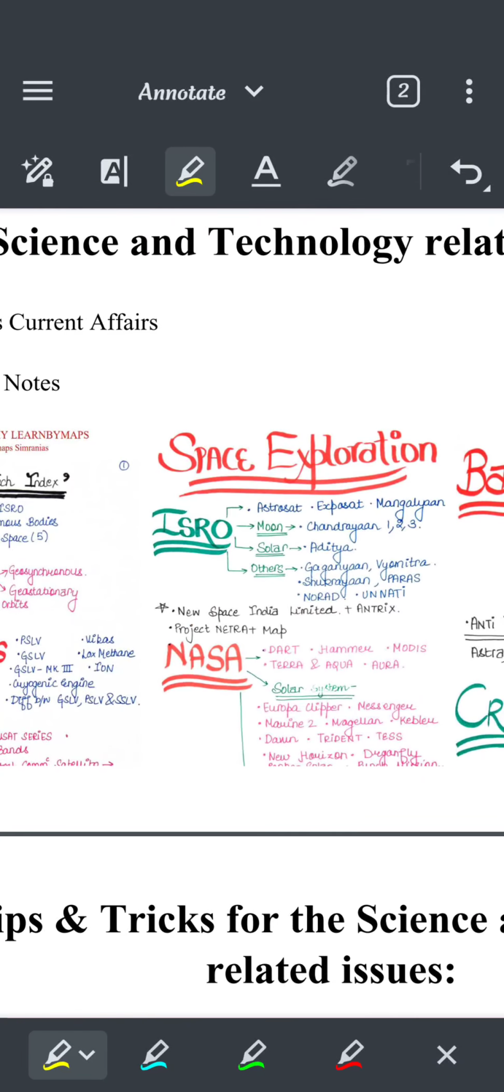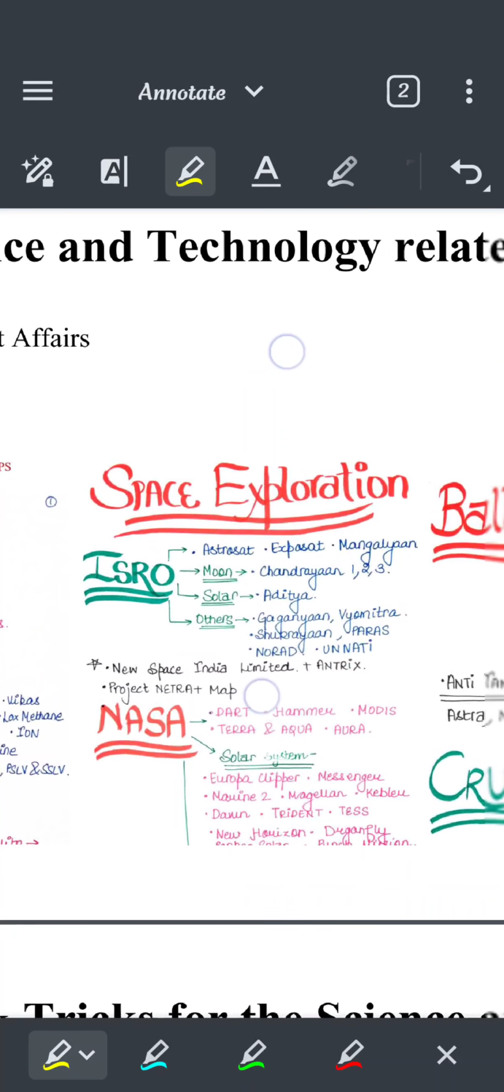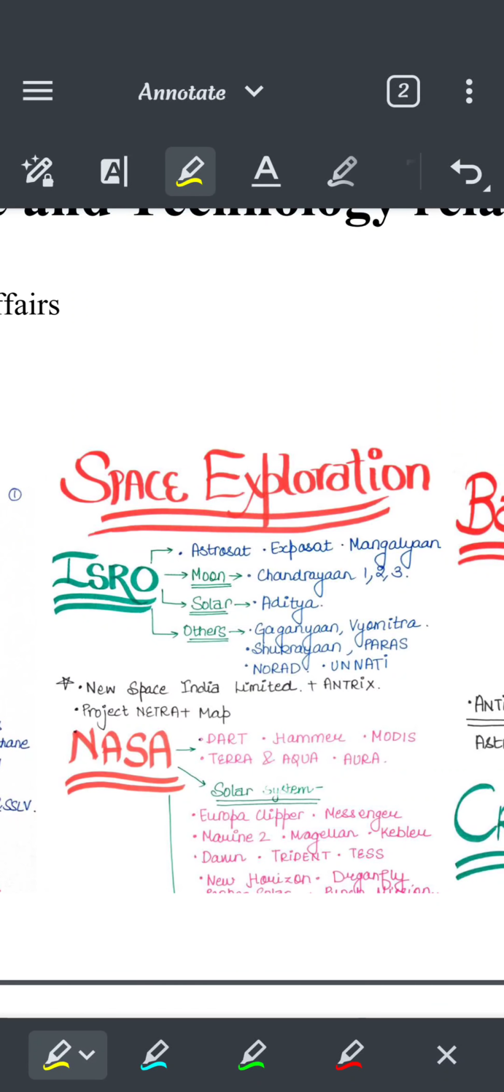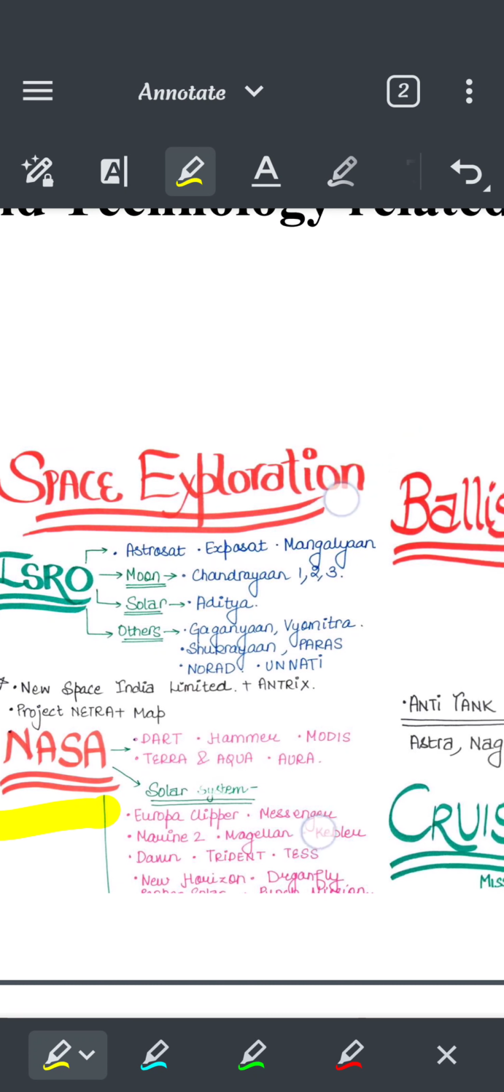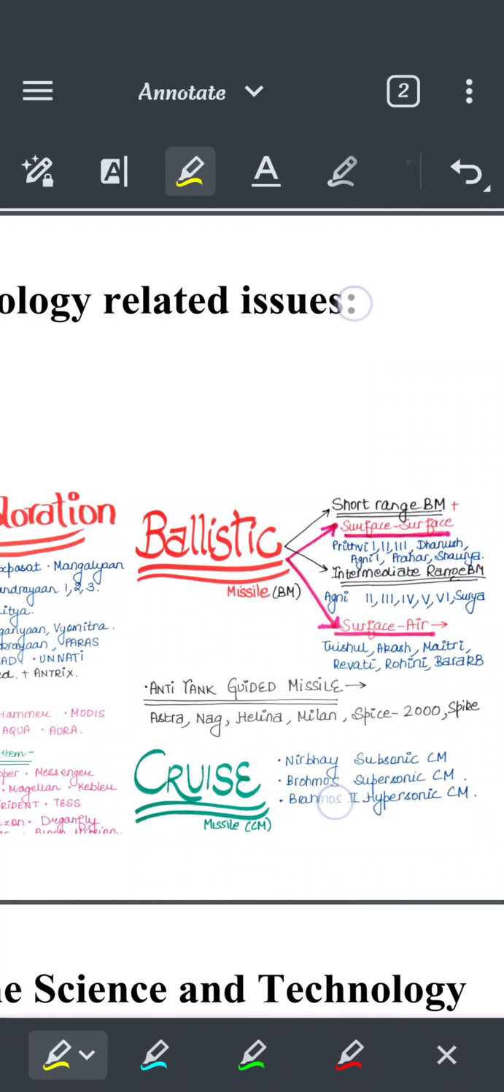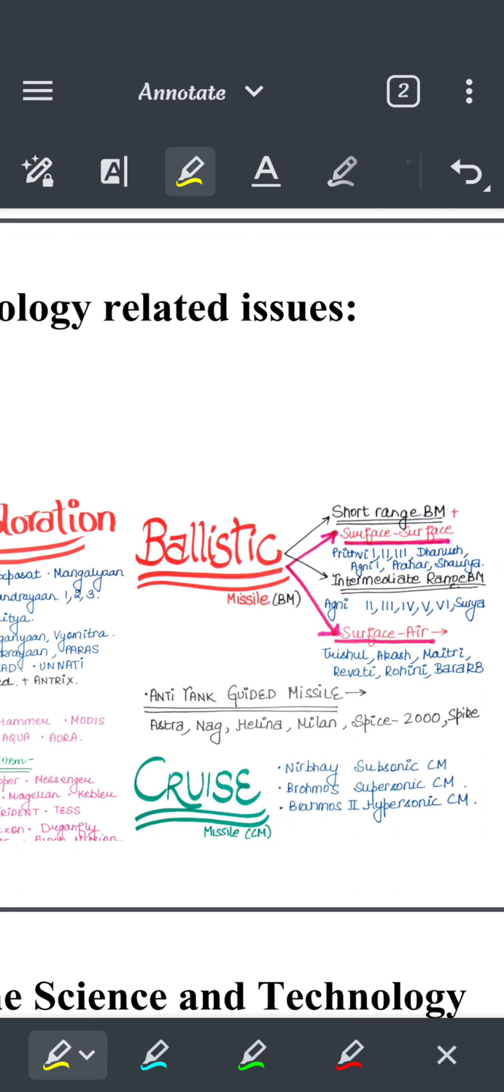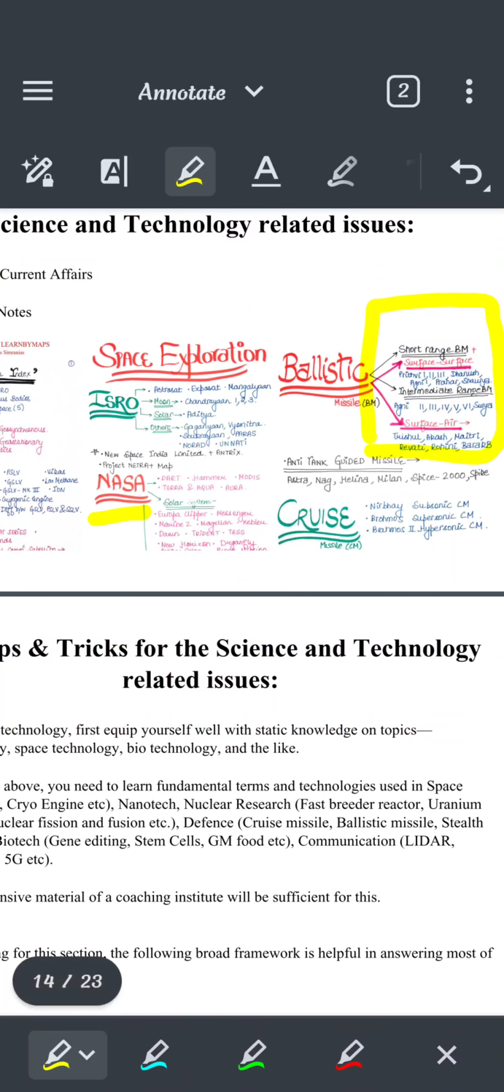They are there. And next is the space exploration, about ISRO, everything about ISRO is there, everything about NASA is there. And next is the ballistic missiles, what they are used for, various issues associated with the ballistic missiles, everything you can study. And the information is provided with the help of flowcharts, which will help you to recall this information very quickly in the exam. And also you can directly copy these flowcharts in your mains exam also.